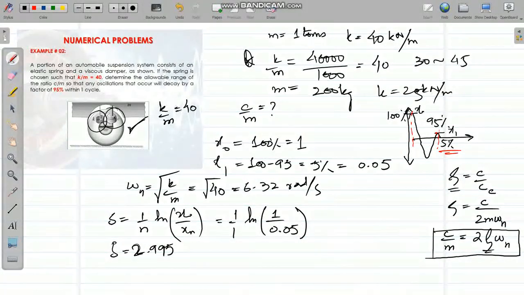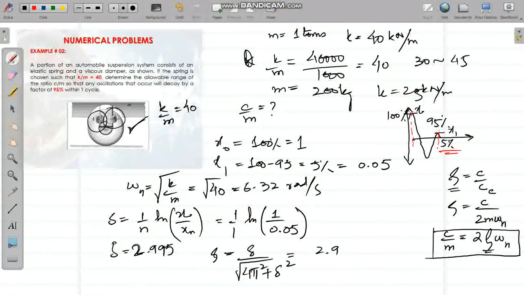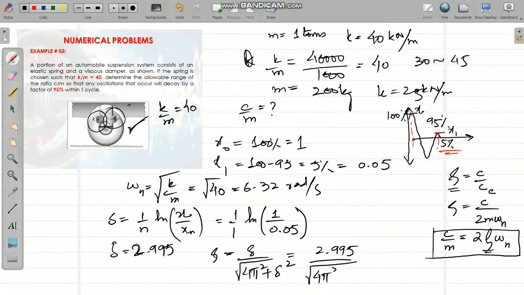And if you know the relation that we derived in our modeling of the logarithmic decrement, zeta is nothing but delta over under root 4 pi square plus delta square. So you put the value of delta in the equation, you get 4 pi square plus 2.995 square. So you get zeta equal to 0.43, which indicates the system is underdamped.